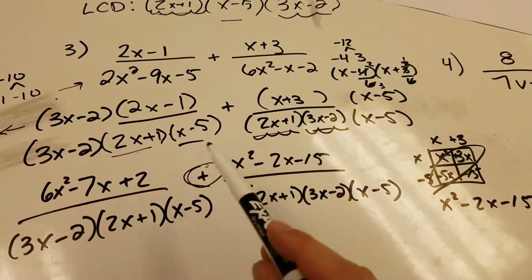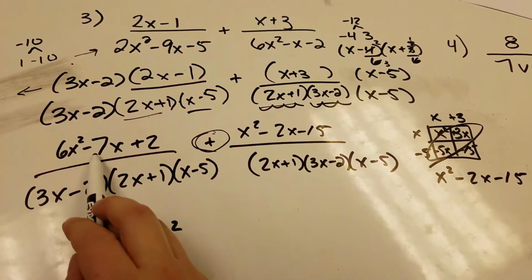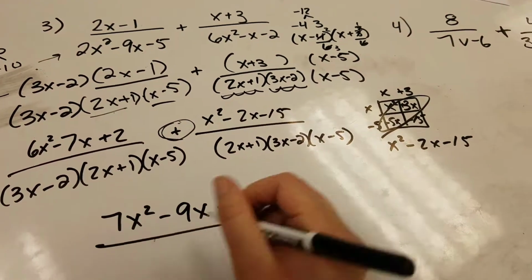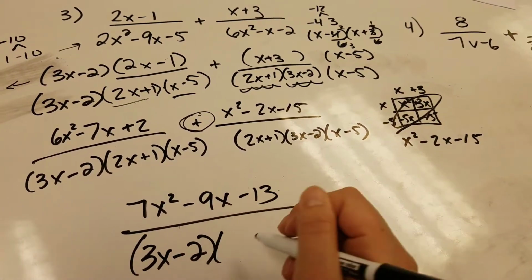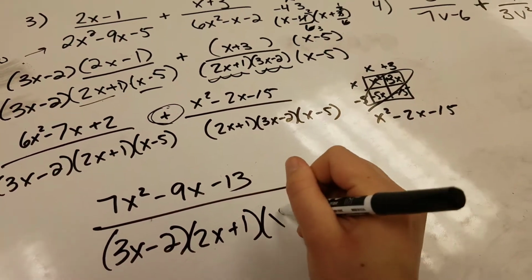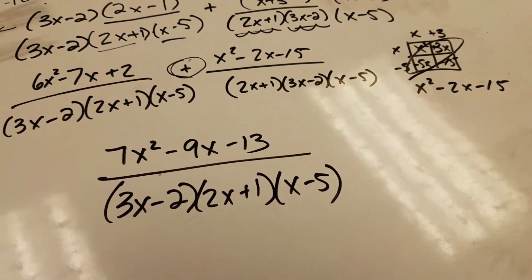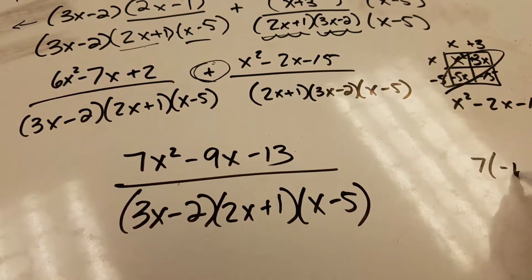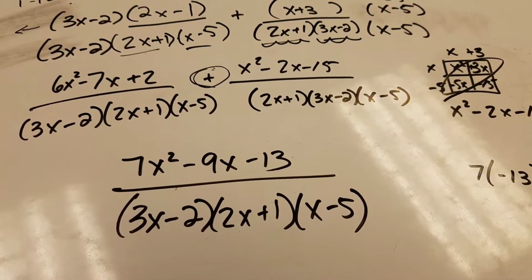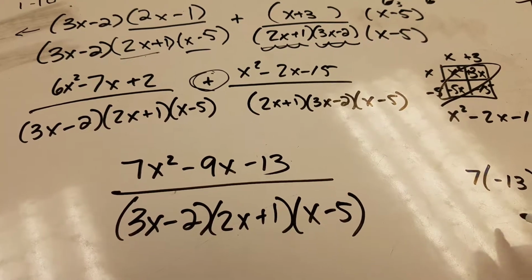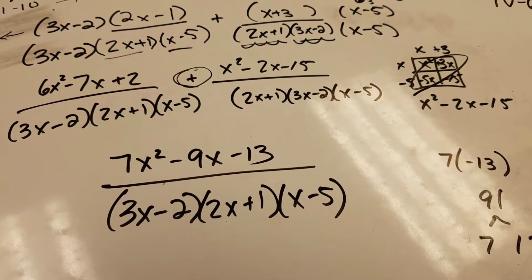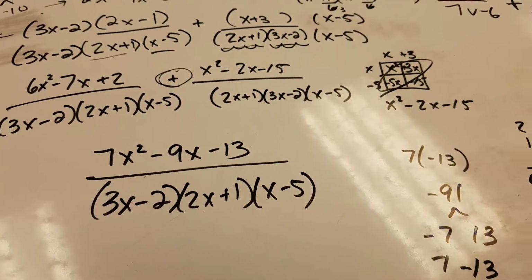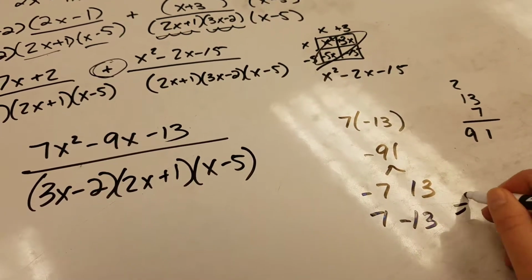So we have 6x squared and x squared, make 7x squared. Negative 7x and negative 2x, make negative 9x. 2 and negative 15 make negative 13. And again, we are going to just rewrite our denominator because they are like, so we can add them. We could try to factor the top. So 7 times negative 13, let's see, 21, 91. Factors of 91, the only factors are going to be 7 and 13. So we can make the 7 negative, we can make the 13 negative, but either way, we are not going to get a 9.